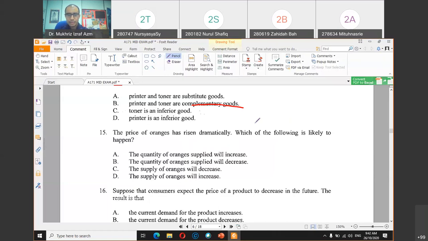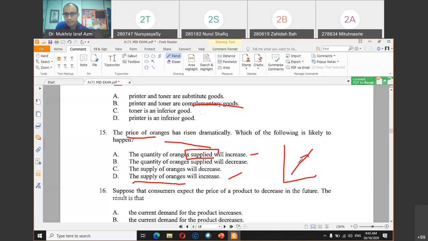Okay, so between A and D, which one is correct? It should be A, lah. Because you're talking about the price of orange and how it relates to quantity supplied, movement along the curve. If you talk about D, then that is factors besides the price of orange, let's say the factors which I mentioned just now: tax, subsidy, technology, and whatnot. So this one is the movement along the supply curve.